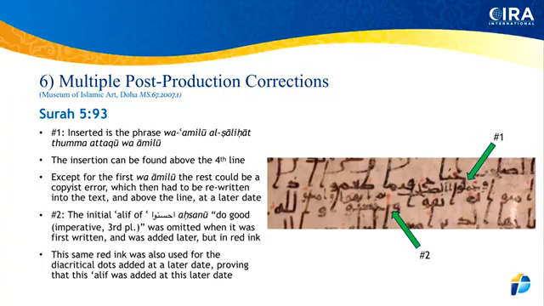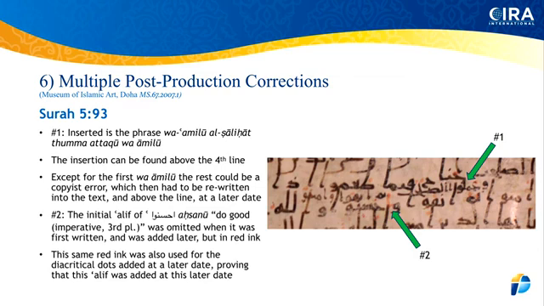Let's now move right into example number 6, correction number 6, and let's put that up so people can see it. Here is what we call a multiple post-production correction. When we say post-production, that means they are done after the original is written, and these corrections have been added to it. We're looking at the Museum of Islamic Art, Doha, again, like the previous one. This is Surah 5, ayah 93.